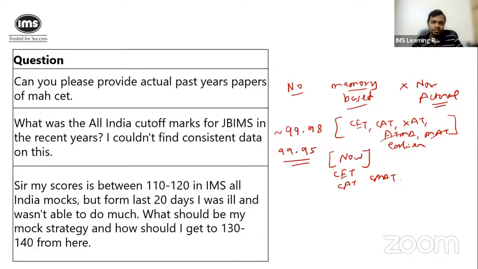Okay, a similar strategy to what I told somebody else: if you're getting a score of 110, what are the remaining 90 questions? Figure those out. What topics are they from? Work on those topics, and then you will start seeing some improvement.